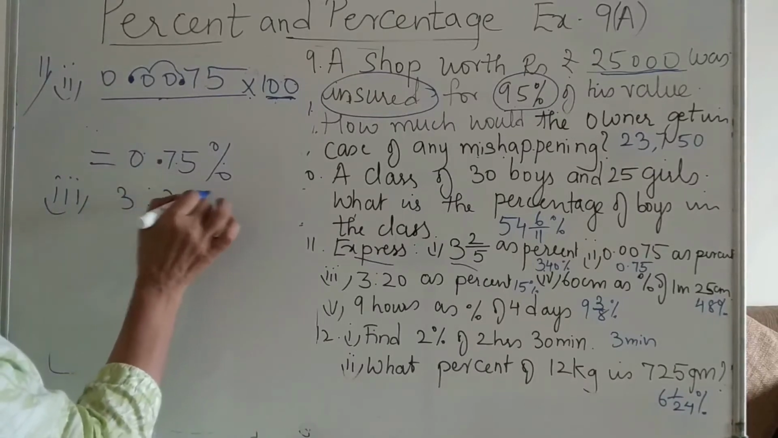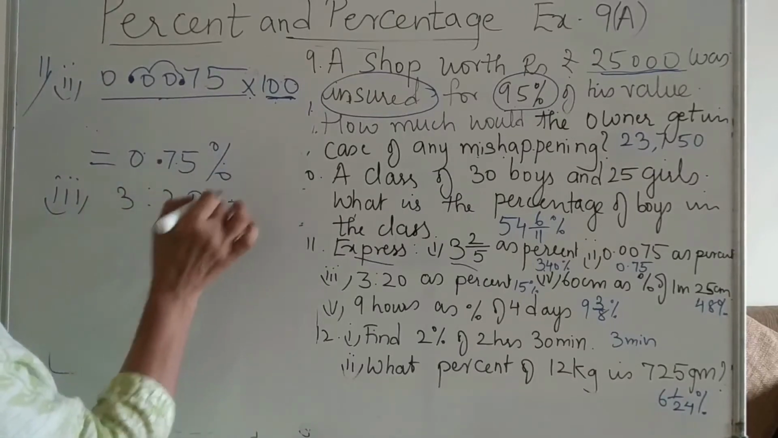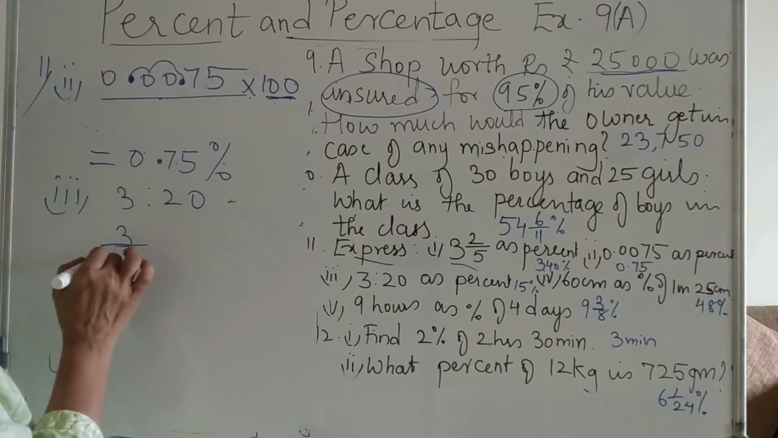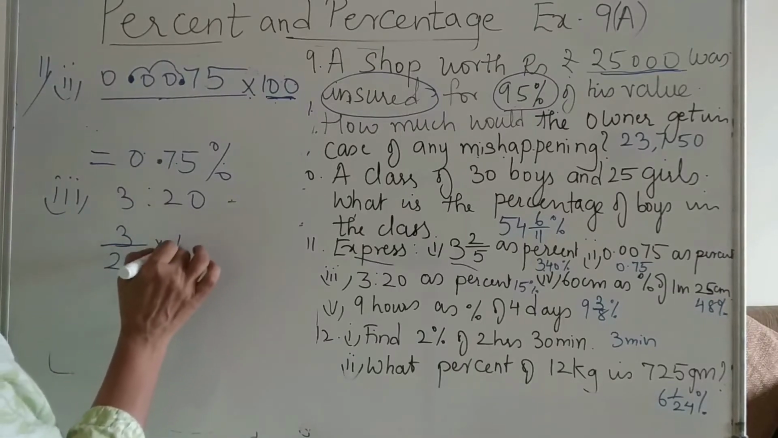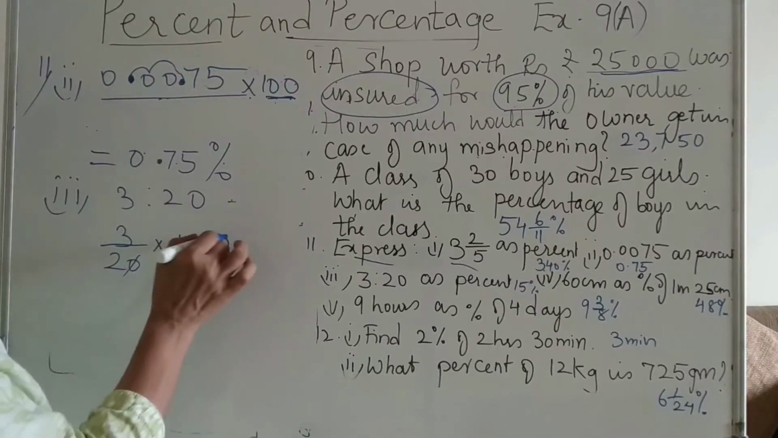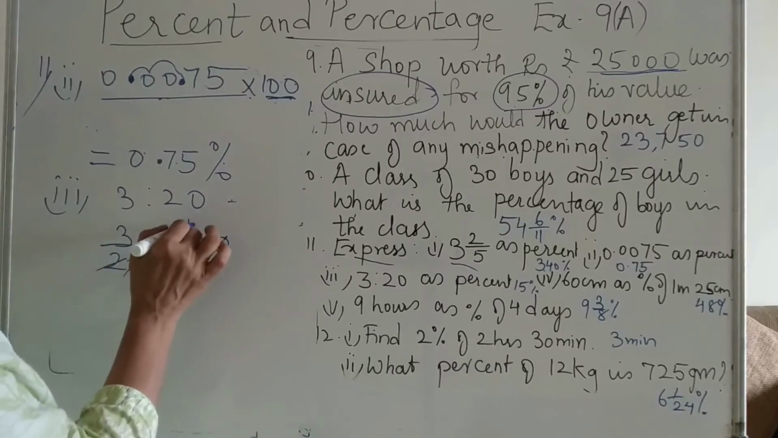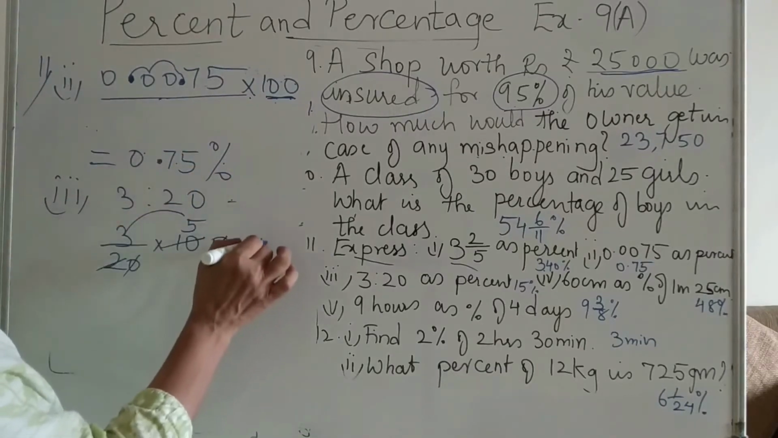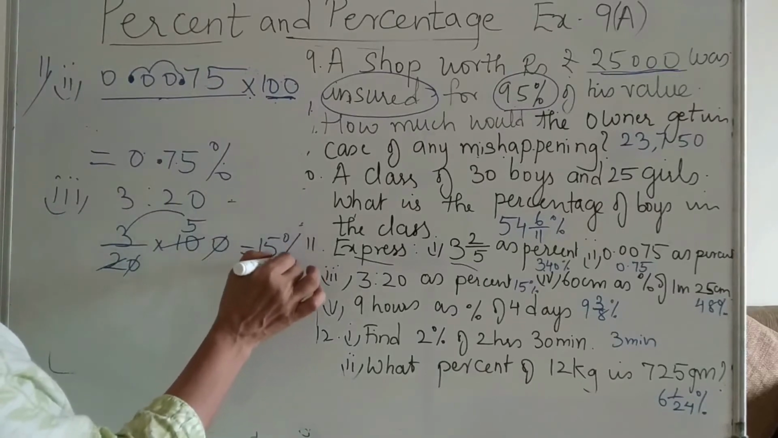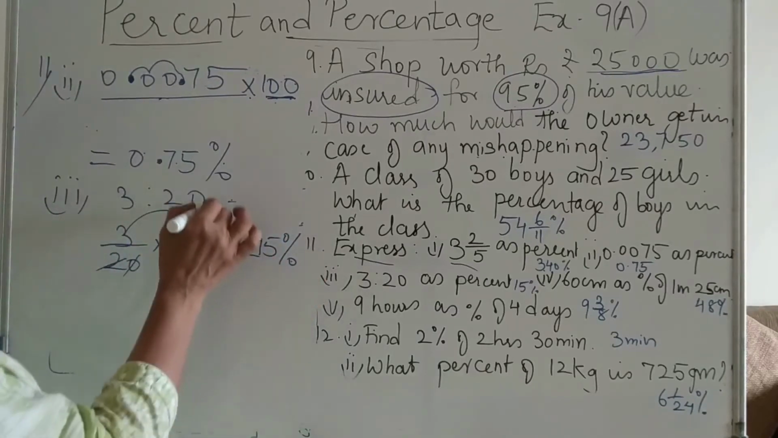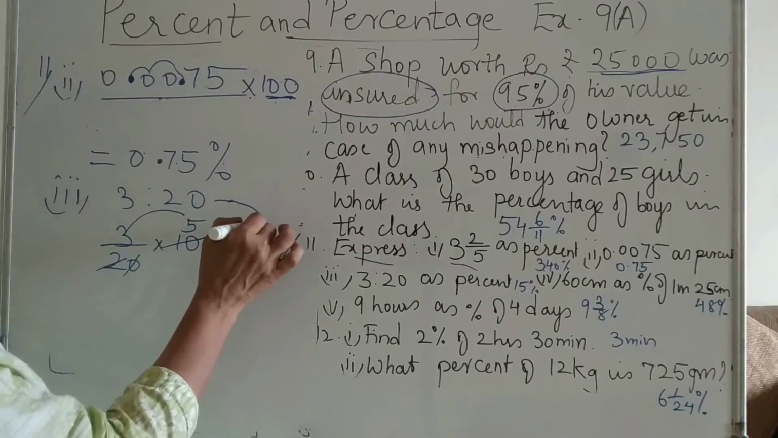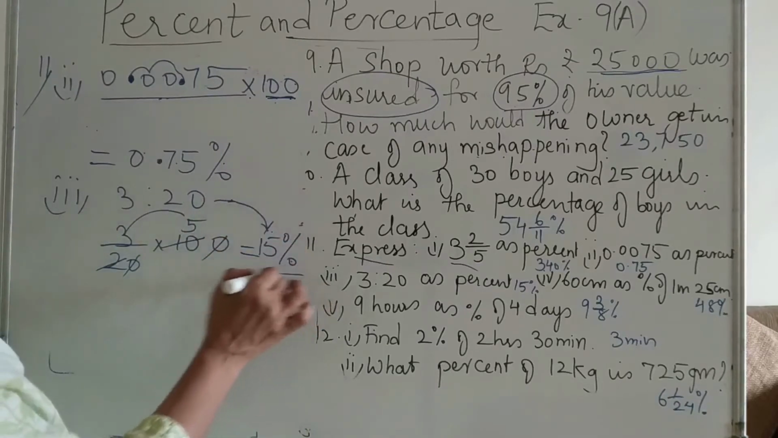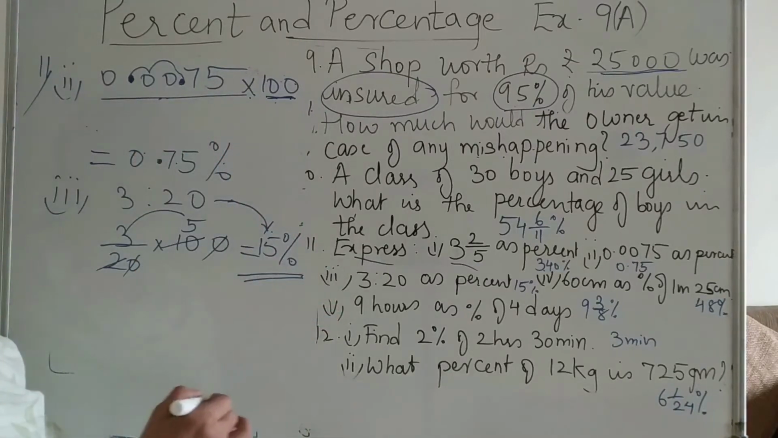Now third one, 3/20, you have to express in percentage. So how you do? 3/20 into 100. 10 you cancel and 2 5s are 10. 5 3s are 15. So 3/20 in percentage is 15%. So the answer is 15%.